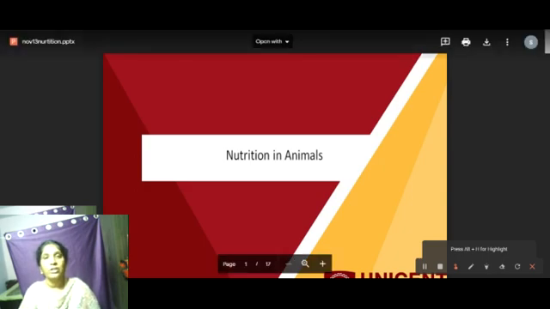Depending upon the nutrition, living organisms are divided into autotrophic and heterotrophic types of nutrition. We have learned about autotrophic nutrition when we were dealing with plants. Plants are called autotrophs because they are capable of preparing their own food. Whereas all the animals which are not capable of preparing food come under heterotrophic nutrition, and we call them heterotrophs.